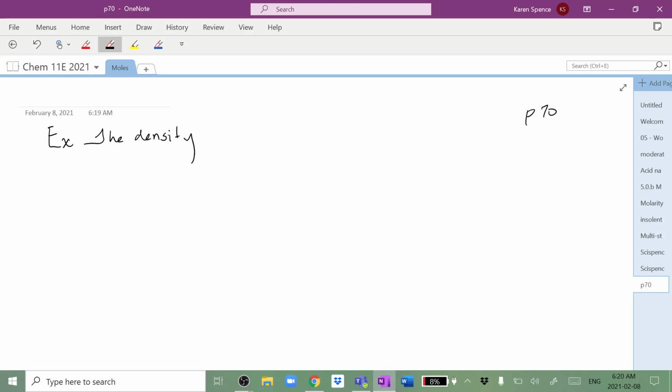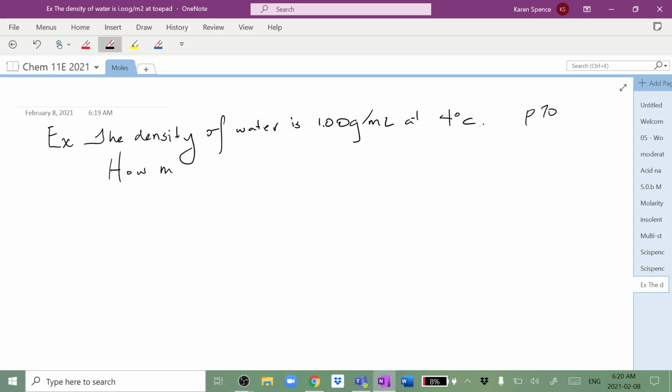The density of water is 1.00 grams per milliliter at 4 degrees Celsius. How many water molecules are present in 2.56 milliliters of water at this temperature?